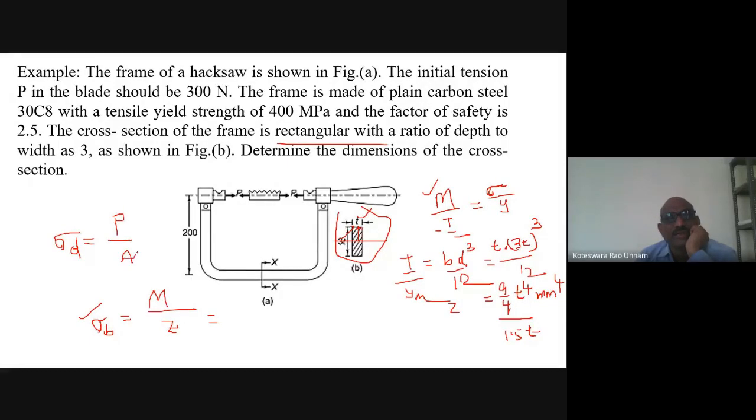P by A, where P is 300. Your area is 3T multiplied by T. For a rectangular cross section, area is depth into width, 3T into T. So this you will get in terms of T square, and the bending stress you will get in terms of T cube. So now, once I have sigma B and sigma D, I need to find out the resultant stress. Is that resultant stress tensile or compressive? I need to look into that.